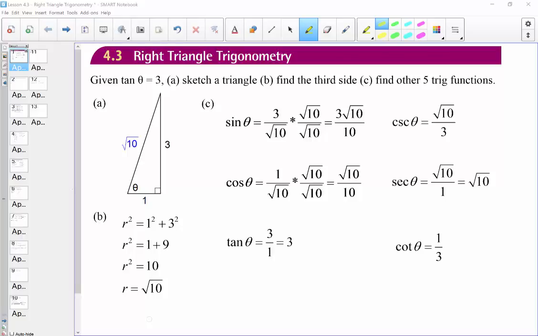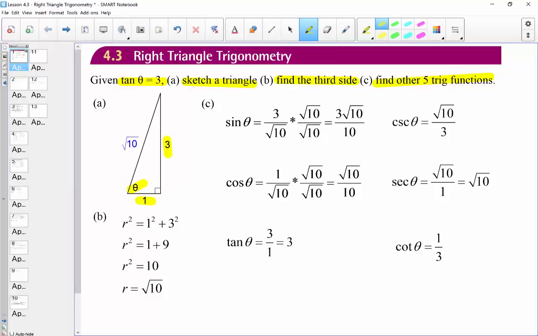We're going to continue our study of trigonometric functions with right triangles. In this example, we're told that the tangent of theta equals 3, and we're asked to sketch a triangle, find the third side, and find the other 5 trig functions. So we have a triangle here with a base of 1, a height of 3, and angle theta.